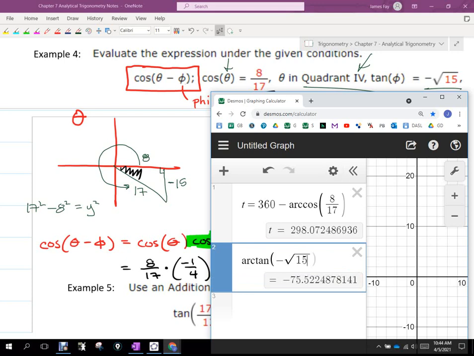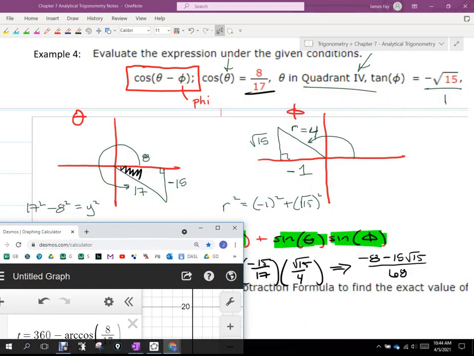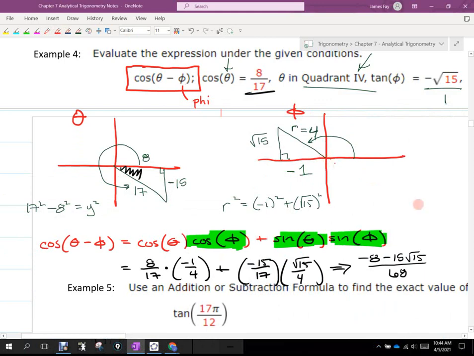That's not a second quadrant angle, right? Negative 75 would be that angle there, right? Meaning, because of the vertical angle aspect, this angle here is 75. So how do I find phi? If this is 75, doesn't this phi have to be about 105?